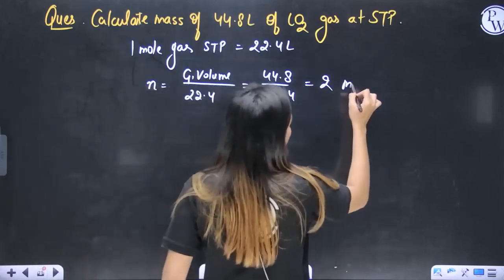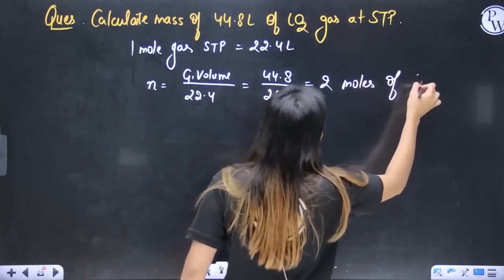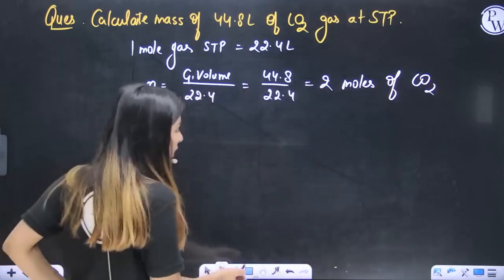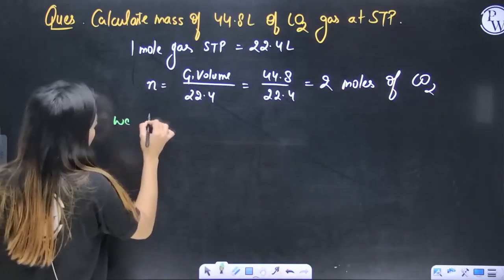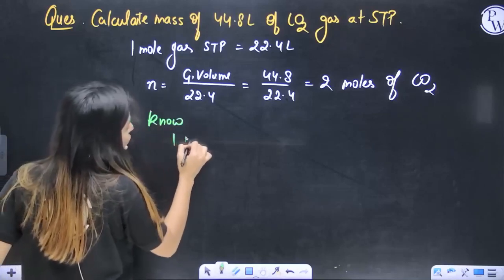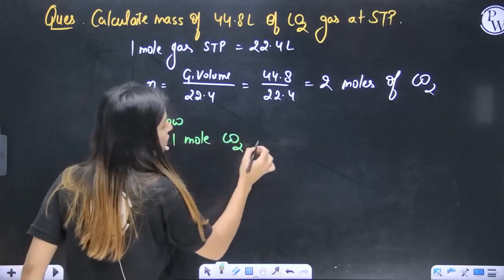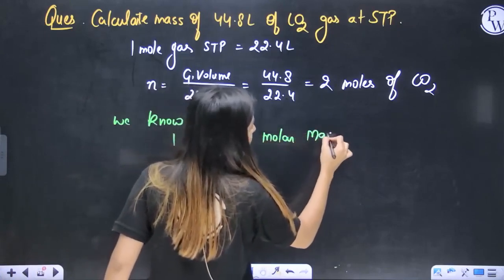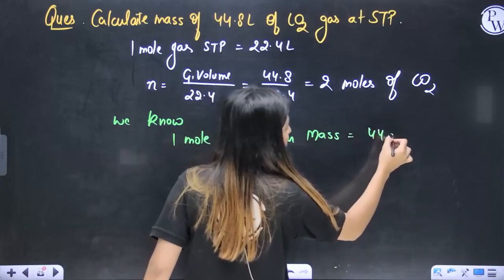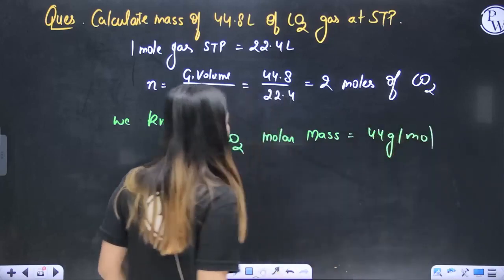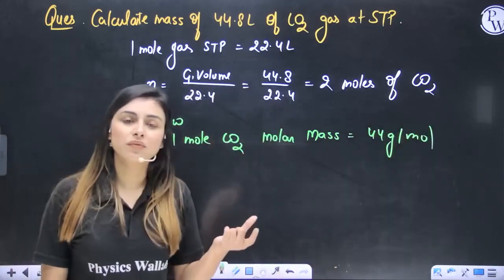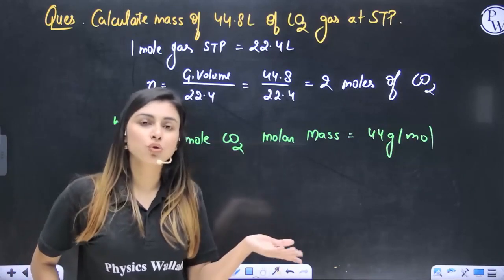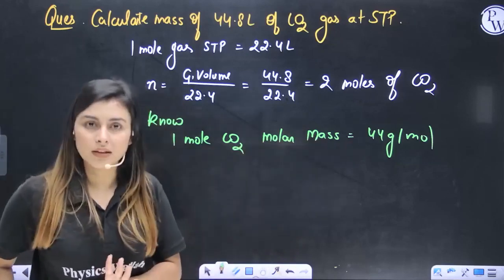You can write that I have 2 moles of CO2. Now, if you have 2 moles of CO2, we know 1 mole of CO2 molar mass is 44 grams per mole. I hope I told you that the molar mass of CO2 is 44 grams per mole: 12 for carbon, 16 for oxygen into 2 because we have 2 oxygen. So this is the molar mass, right?